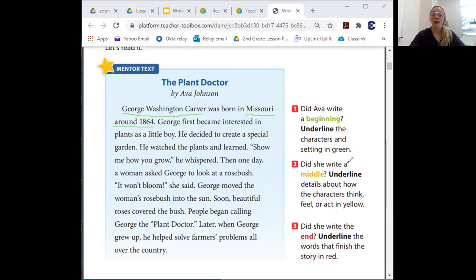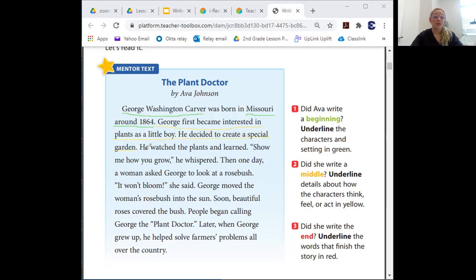Number 2, did she write a middle? Underline details about how the characters think, feel, or act in yellow. Okay, so let's go back and read each sentence and see if it's a detail about how the characters were thinking, feeling, or acting. George first became interested in plants as a little boy. I'm going to underline that because it's telling me what he thinks and what he's interested in. He decided to create a special garden. Well, yeah, that's an action, so I'm also going to underline that in yellow.